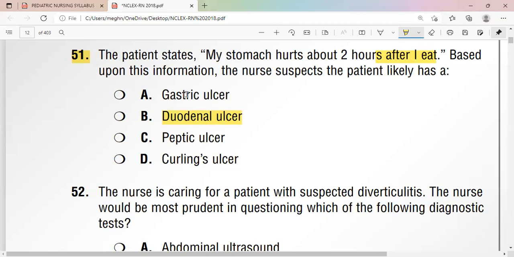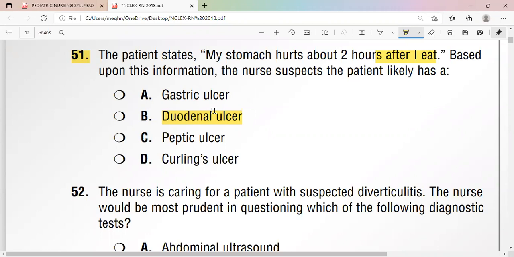it reduces the defense factor in the stomach, and it is most common in patients aged 45 to 55 years, but duodenal ulcer is most common at 35 to 45 years. With gastric ulcer, after food intake, epigastric pain increases, but with duodenal ulcer, after food intake, epigastric pain decreases, right? The person who has gastric ulcer loses weight, and the person who has duodenal ulcer gains weight.